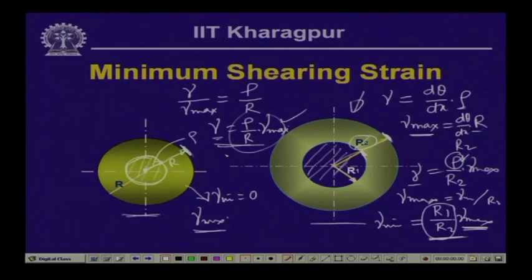So, r 1 by r 2 times gamma max is the minimum value of gamma in case of tubular shaft. That is the difference between the strain value in the hollow shaft and the strain in the solid shaft. In case of solid shaft, the minimum value of the strain is 0, which is at the center of the shaft, and it is maximum at the outer periphery. In case of the tubular one, the minimum strain is at the inner periphery and the maximum strain is at the outer periphery.